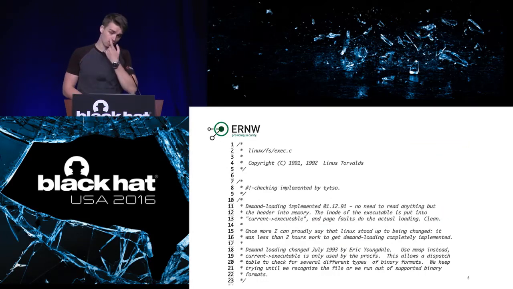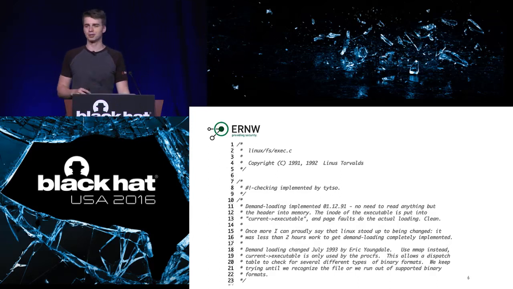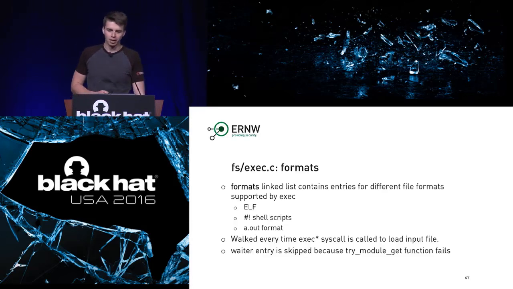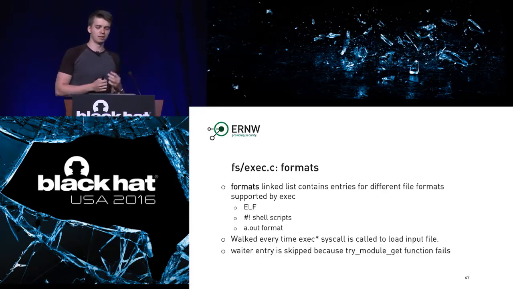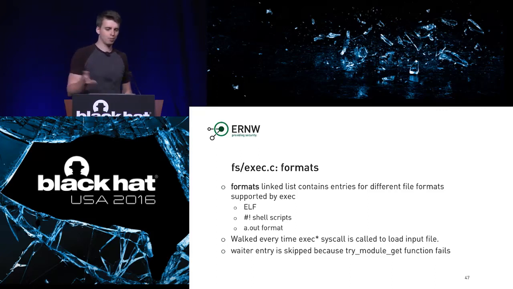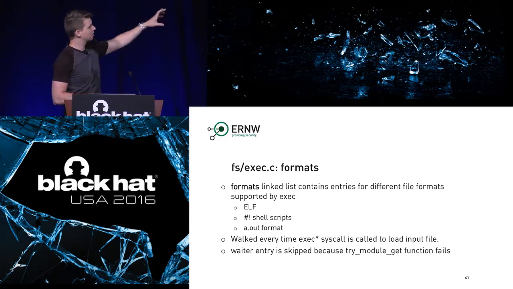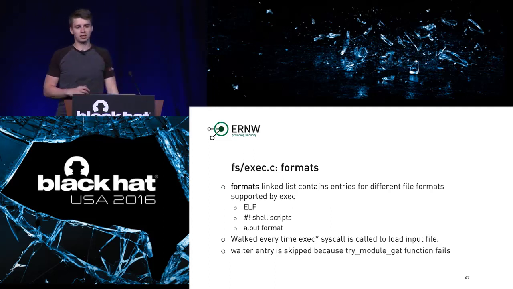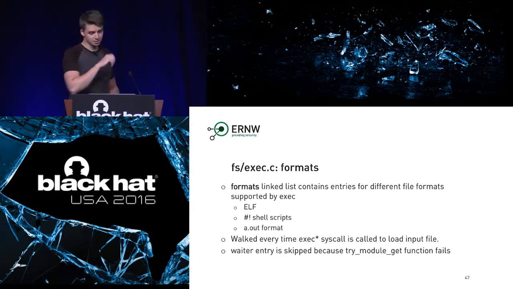This took me a bit of time until I discovered something interesting, and it's hidden in one of the oldest files of the Linux kernel, I guess. It's fs/exec.c. You can see the copyright is from 1991 in this code, and most of the code actually looks like it's from that date as well. It contains a global linked list inside the Linux kernel that's called formats. And formats contains entries for different file formats that are supported by exec. So if you execute an ELF or a shell script or an a.out file, all these formats are stored inside this linked list, and they basically are the handler functions that are responsible for spawning the processes.